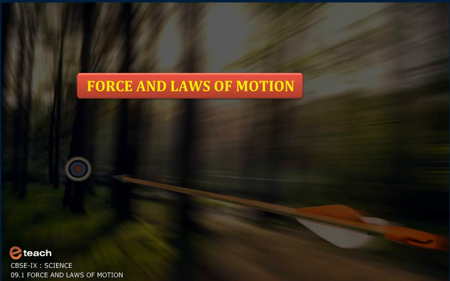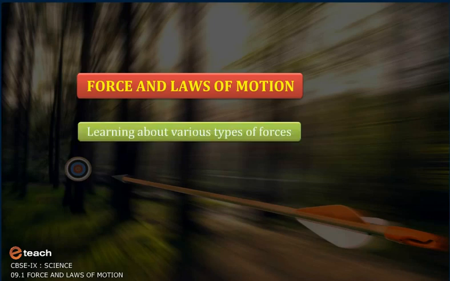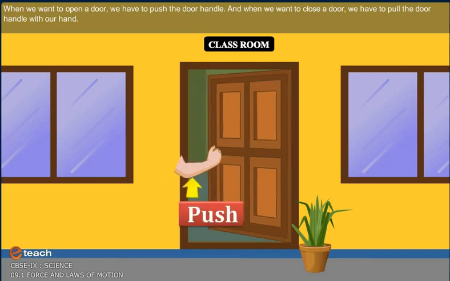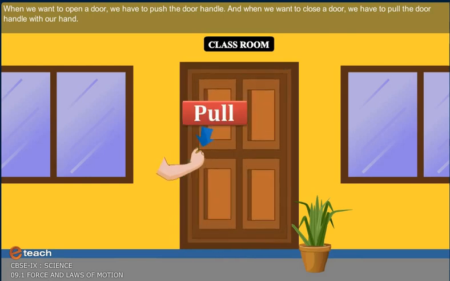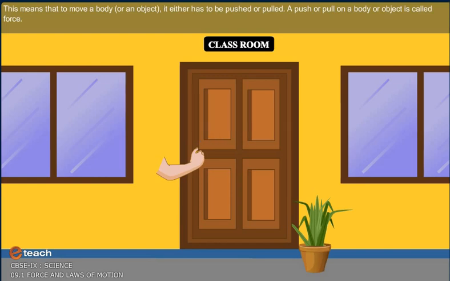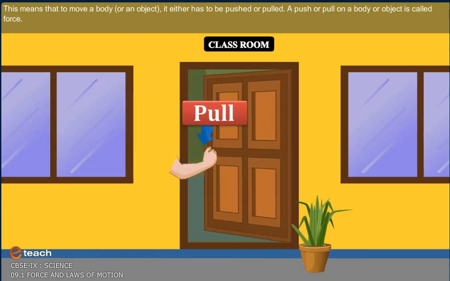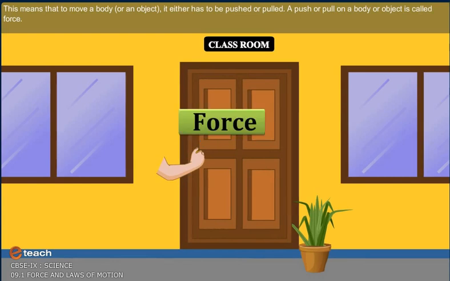And laws of motion. Learning about various types of forces. When we want to open the door, we have to push the door handle. And when we want to close the door, we have to pull the door handle with our hand. This means that to move a body or an object, it has either to be pushed or pulled. A push or pull on a body or object is called force.